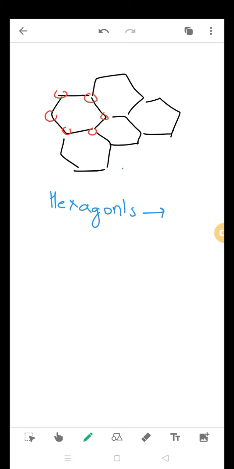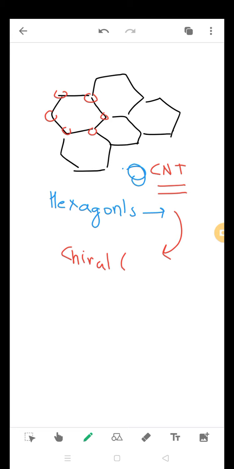And if you could roll it, if you roll the hexagon, we get what is popularly known as carbon nanotube. Now the properties of the nanotube will depend on how we are rolling it. So there is a mathematical term called chiral or wrapping vector.